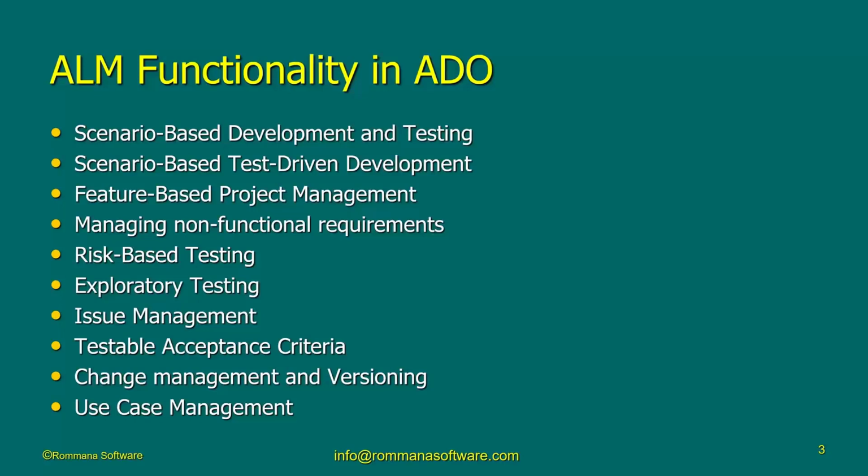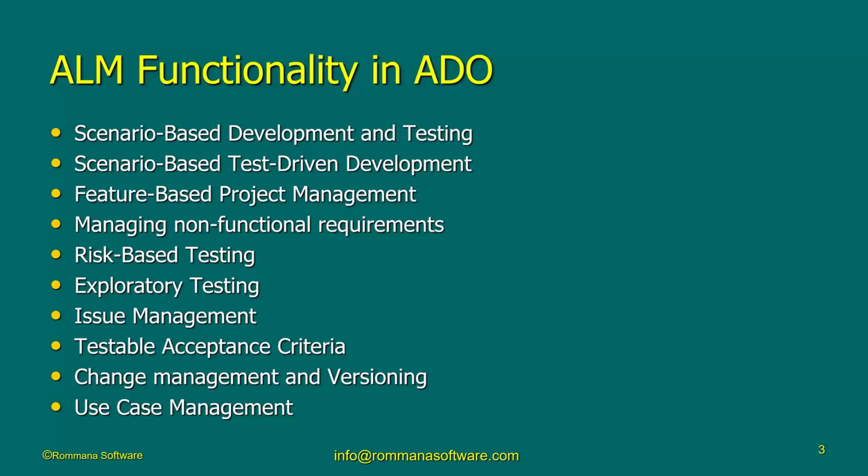Acceptance criteria for user stories are treated very differently in Rommana ALM from the way it is handled in ADO. In ADO, you can simply list your acceptance criteria. However, in Rommana ALM, every single acceptance criterion is tested. You can test it, and you can have the result, whether pass or fail, of the acceptance criteria. We're going to see that in a little bit.